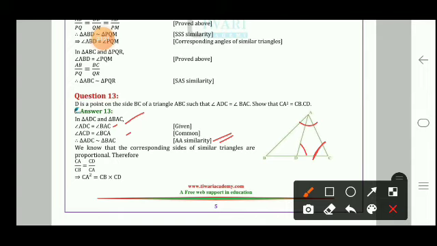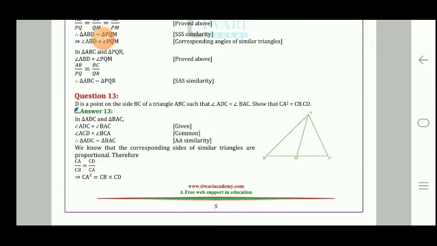When both the triangles are similar, then their corresponding sides are also proportional. So that means CA upon CB is equal to CD upon CA. So the result will be CA square is equal to CB into CD. This is the way we are getting the result. Now then, question number 14.